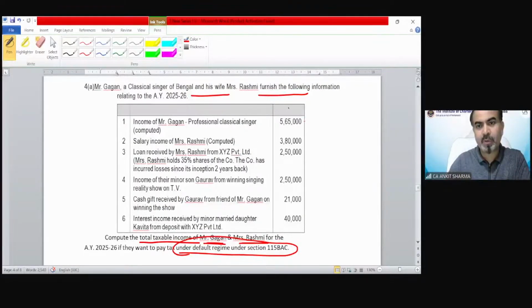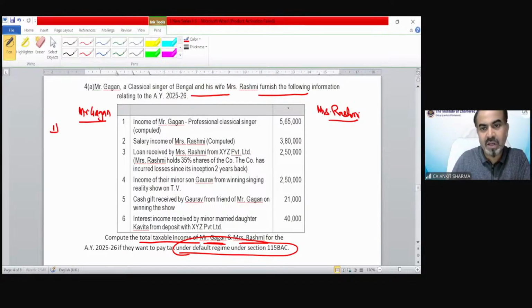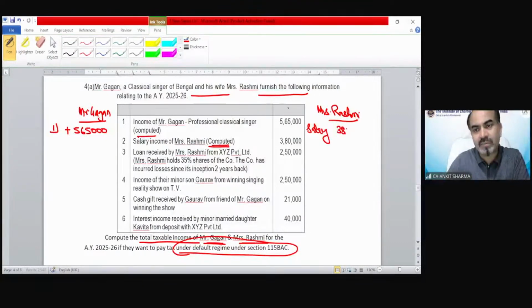Income of Mr. Gagan, professional classical singer. I can solve this question also over here. So this is Mr. Gagan income. We can take over here. And this is Mrs. Rashmi. So first point, income of Mr. Gagan, professional classical singer. It has been computed, so I do not need to do anything in this. This would be my income, 5,65,000. Salary income of Mrs. Rashmi, you can see computed. So now in this case, we do not need to allow any standard deduction, etc.